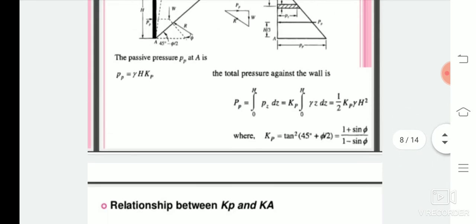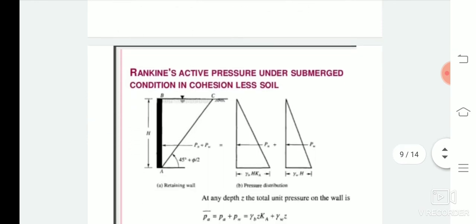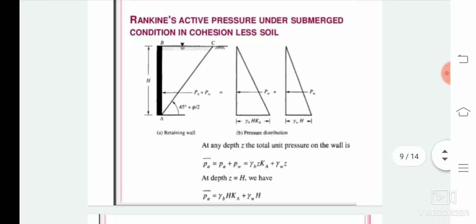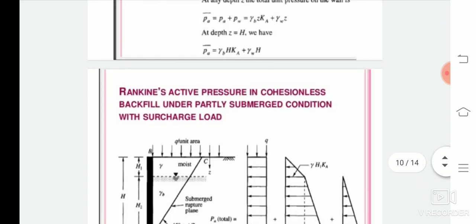That is what we did in the previous case. So by integrating we get the value as half of Ka gamma dash h square along with half of gamma w h square. So this is the Rankine earth pressure for submerged soil.